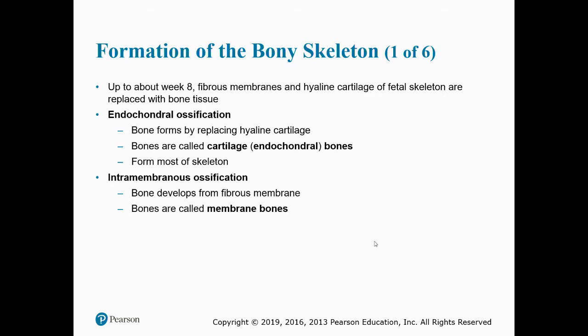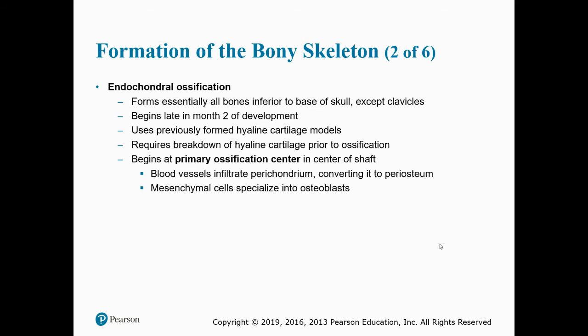Now, with endochondral ossification, the bone replaces the hyaline cartilage that's initially laid down. And this new bone is called endochondral bone. Intramembranous ossification is a little bit different, and this bone develops from the fibrous membranes. This particular type of bone is what we call membranous bones. So the formation of the bony skeleton actually happens a little bit before the 8th week, where the embryonic skeleton is more of a fibrous membrane and cartilage. And from that, we eventually develop our actual bone.